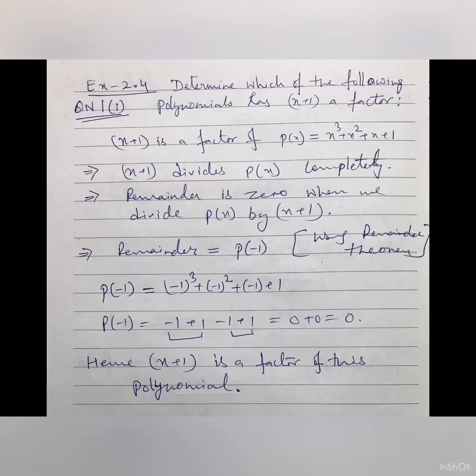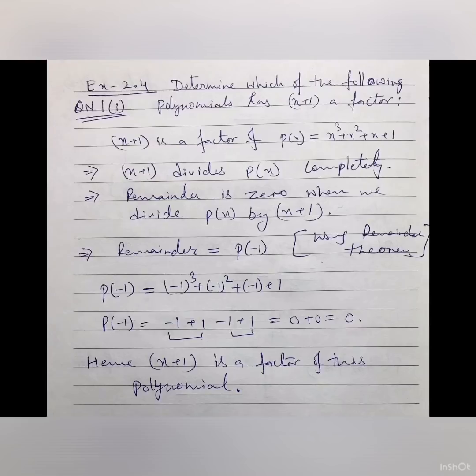Now find which of the following polynomials has x plus 1 as a factor. The first polynomial is x cube plus x square plus x plus 1, and we have to check whether x plus 1 is a factor or not. If x plus 1 divides p(x) completely, then the remainder should be 0. So let us calculate the remainder. For the remainder, let us use the remainder theorem.